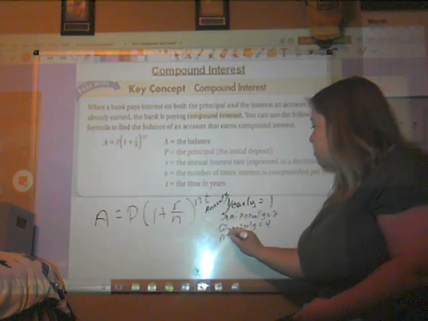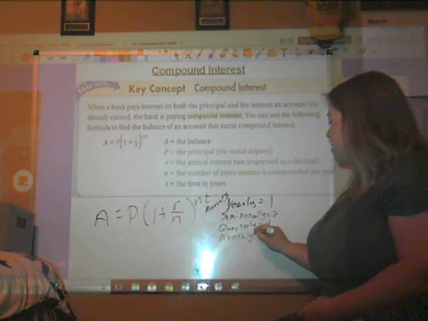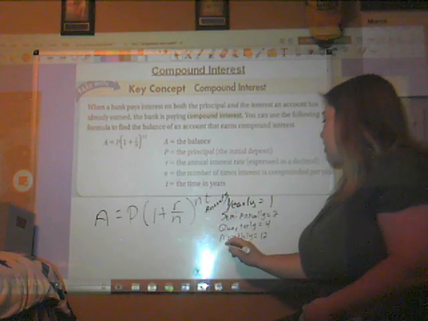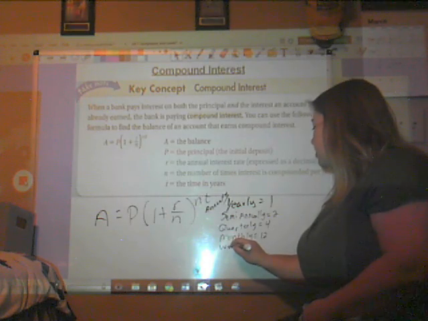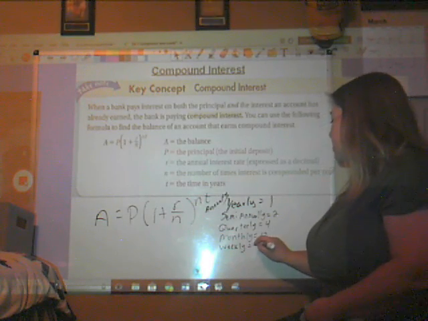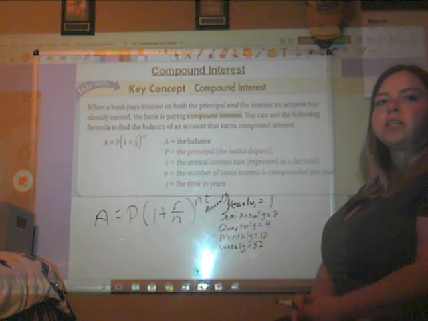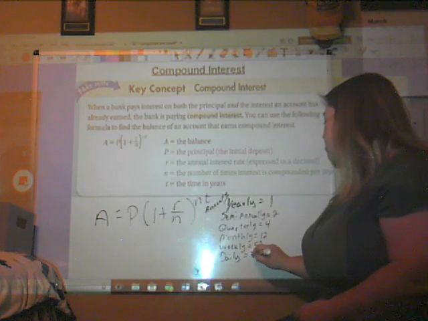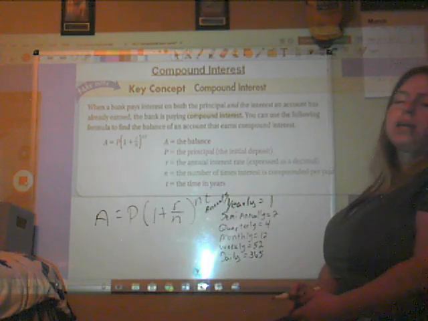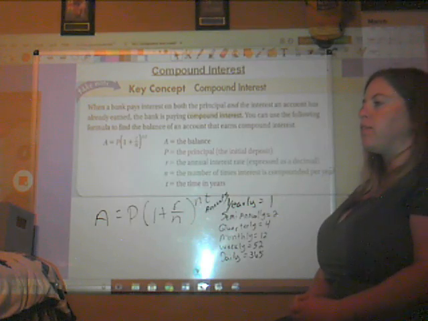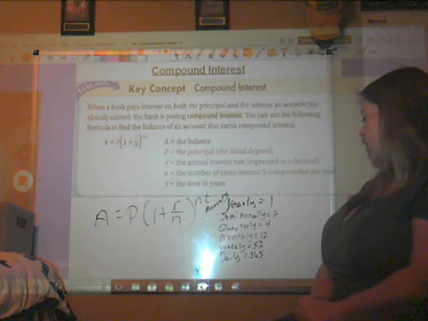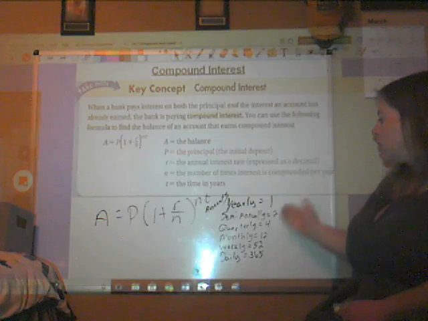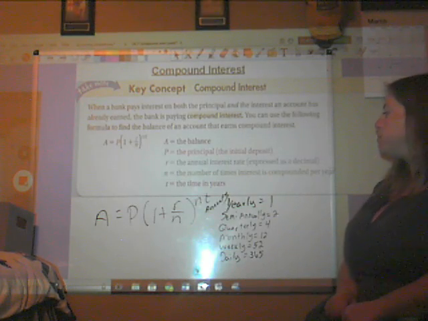Then you'll see monthly. Monthly means 12 times a year, because there's 12 months in a year. Then you may see weekly. And that means 52 times a year, because there's 52 weeks in a year. You may see daily. Daily means 365. We don't worry about leap years. We just count it as 365. And those are the main ones that you will see. So those are important to know what they mean.